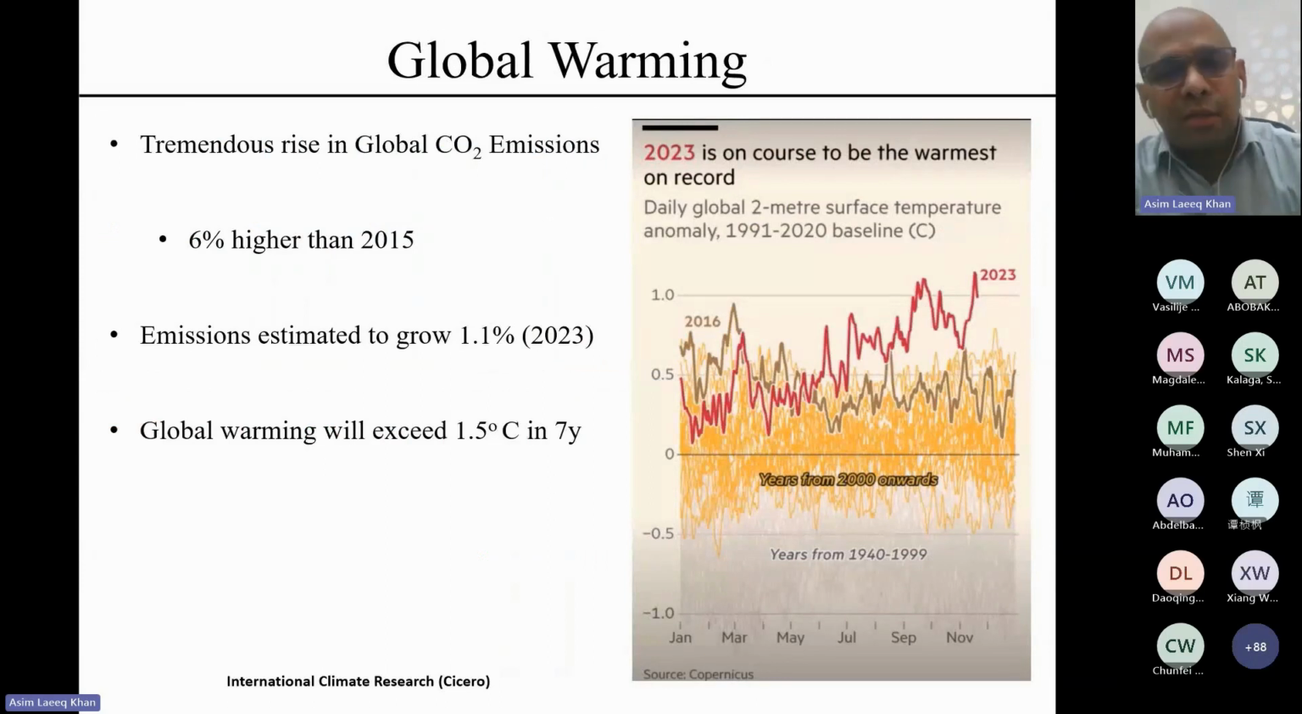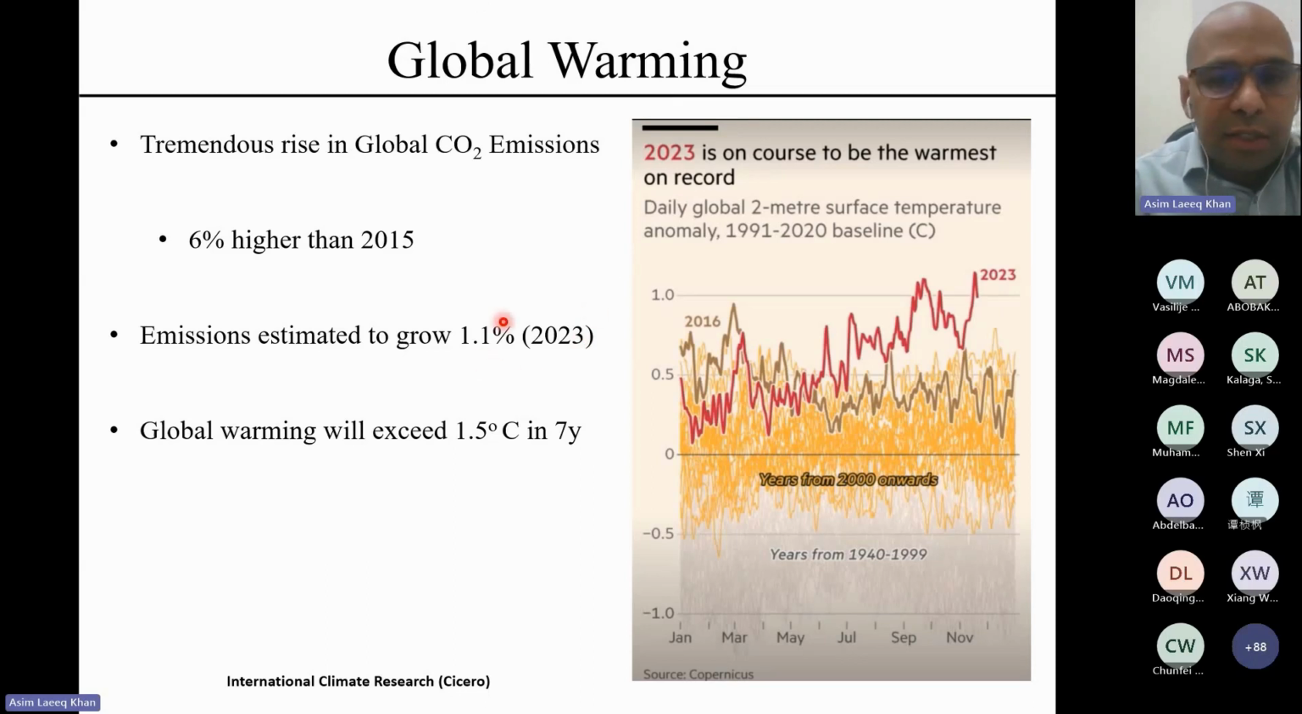2023, we are right now in the last month of this year, and it is already on course to be the warmest on record. We have seen a 6% rise in CO2 emissions compared to what was emitted in 2015. I have put 2015 because this was the year when we had the Paris Agreement, where we committed to decrease CO2 emissions and to limit the global temperature rise to 1.5 degrees above pre-industrial levels. But the numbers show something else.